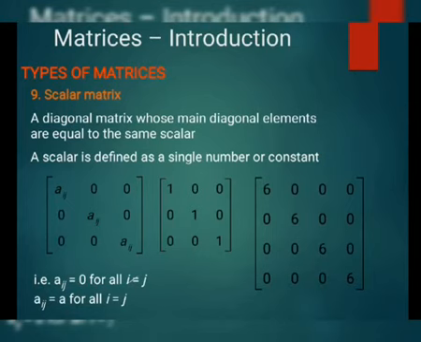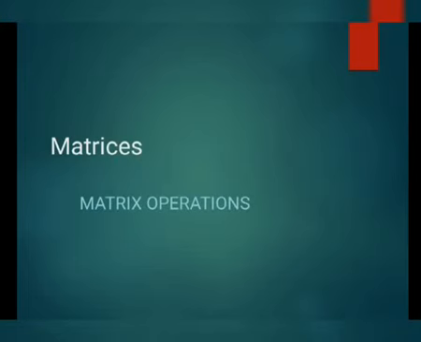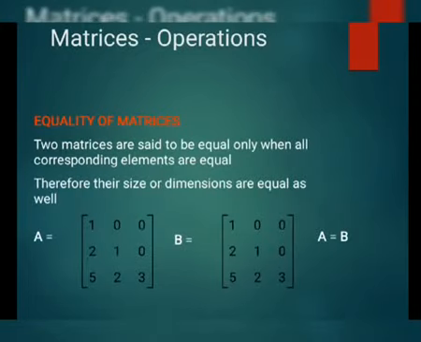After that, now let's discuss matrix operations. Clear? The first operation is the equality of matrices. Now this is an important definition. Equality of matrices: two matrices are said to be equal when all the corresponding elements are equal. So any two matrices are said to be equal if the A11 element of the first matrix is equal to the A11 element of the other matrix, the A12 element of the first matrix is equal to the A12 element of the other matrix, and so on.